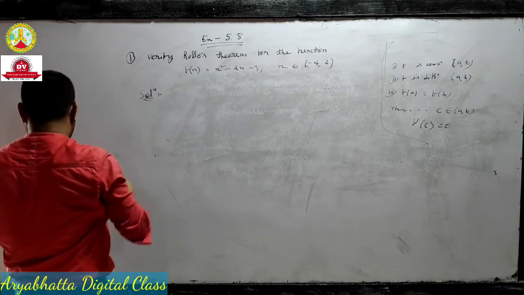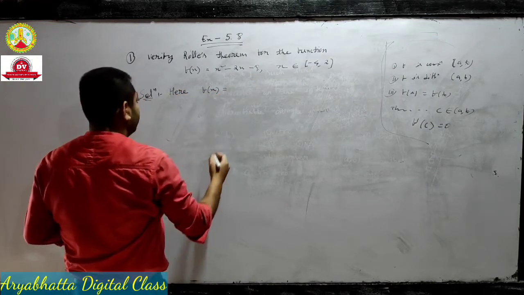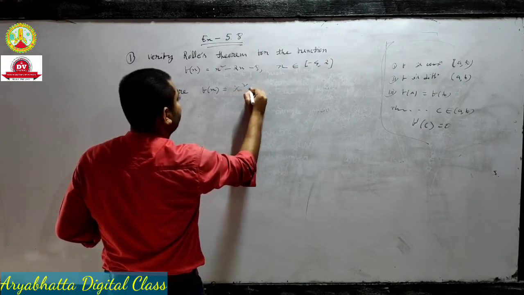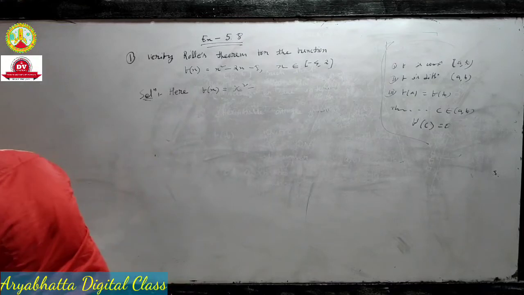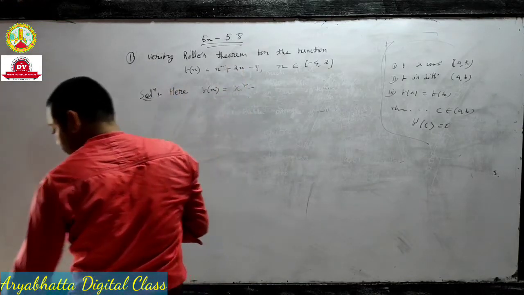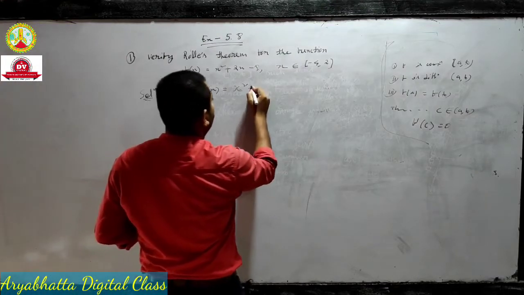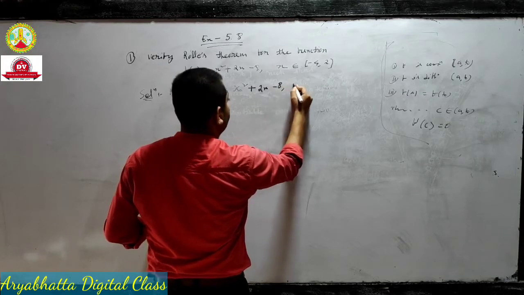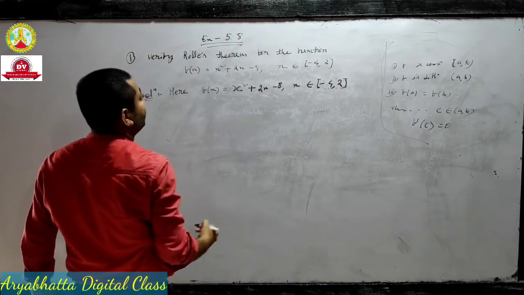Solution. Here f of x is equal to x square plus 2x minus 8, x belongs to closed interval minus 4 comma 2.